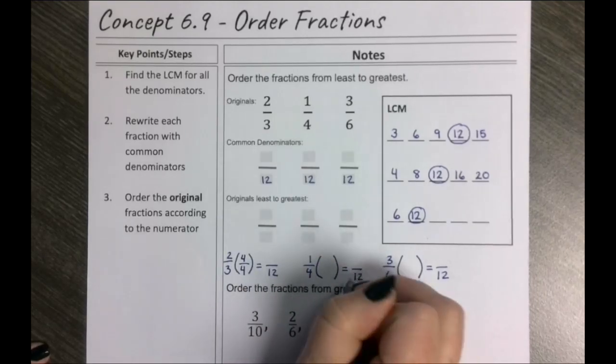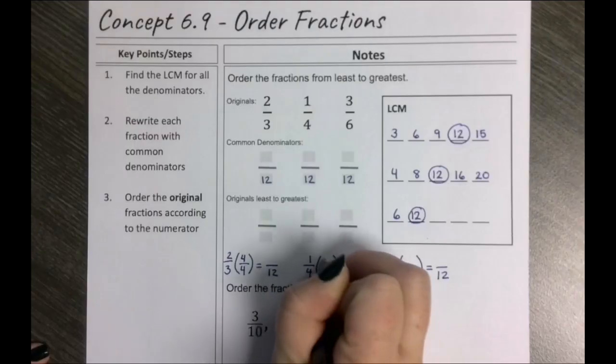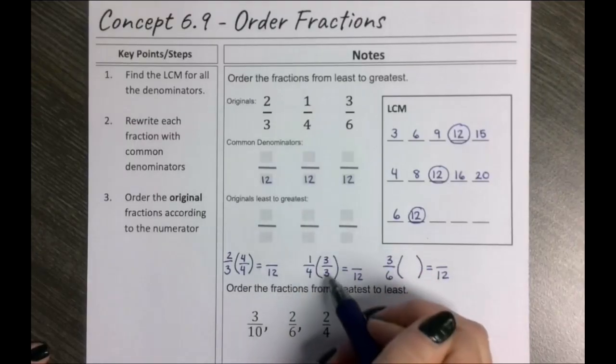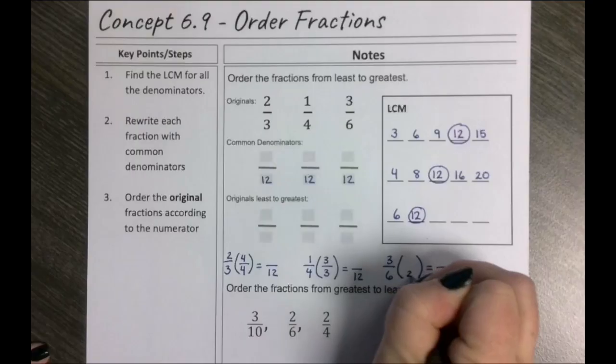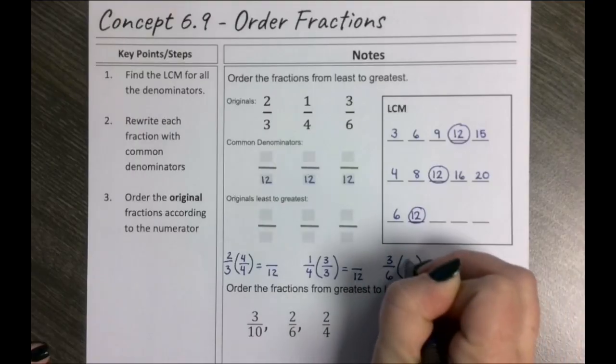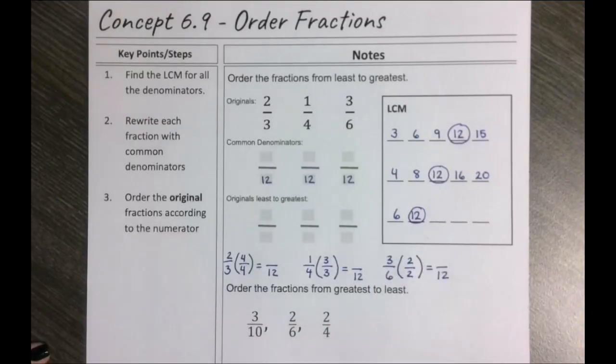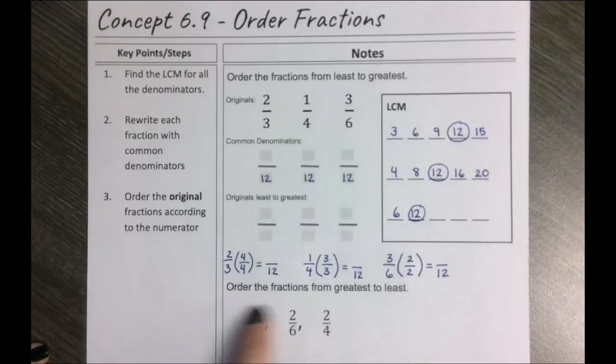4 times something equals 12. 3. Multiplying by 1 whole, so whatever I do to the bottom, I do to the top. 6 times 2 equals 12. Whatever I do to the bottom, I'm doing to the top. So now I've got it all set up.